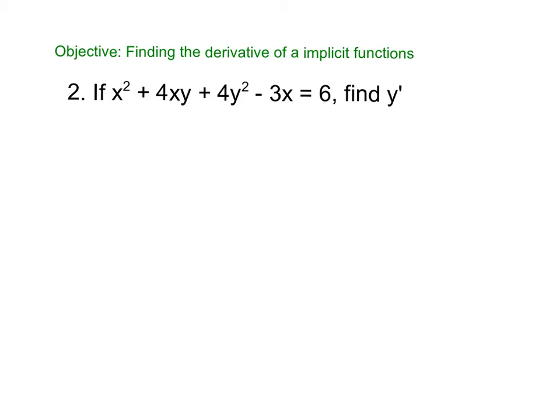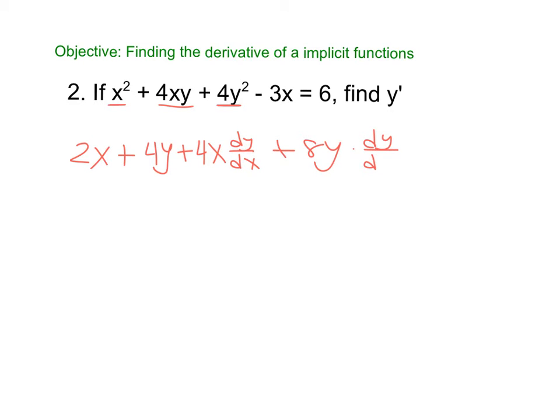All right, I think we did this one in class, but this one's really not that bad. So pause again, try it. This looks hard because it's five different terms, but if you just take it one piece at a time, the derivative of x squared is 2x. The derivative of 4xy is a product rule, so 4y plus 4x dy/dx, plus 4y squared, so that's 8y times dy/dx. And now 3x is minus 3, and then the derivative of 6 is 0.